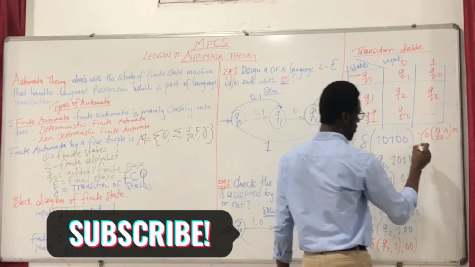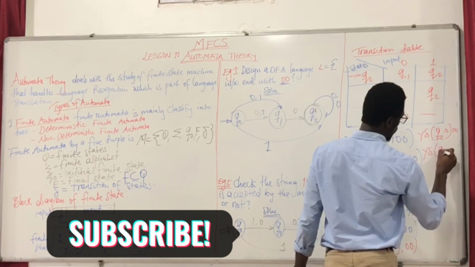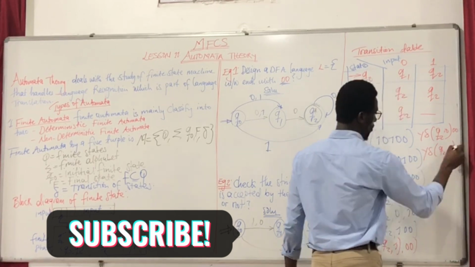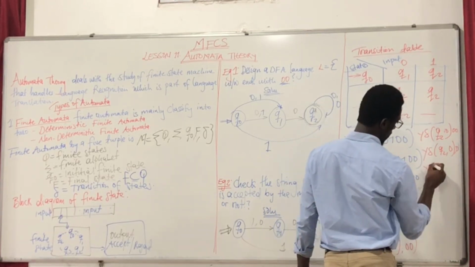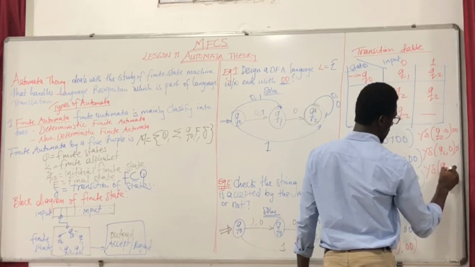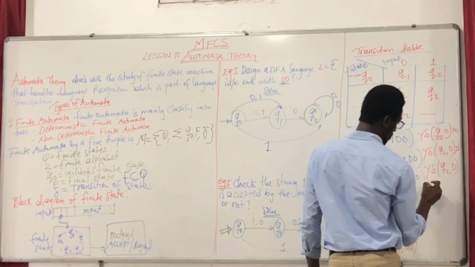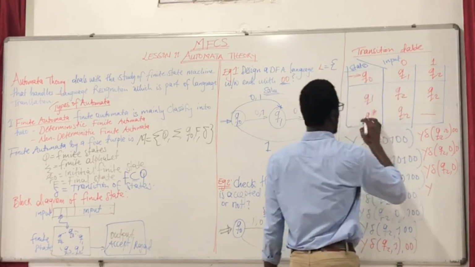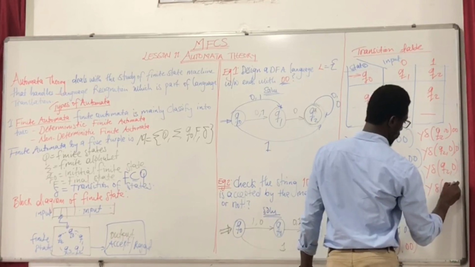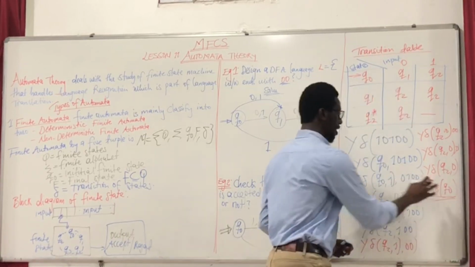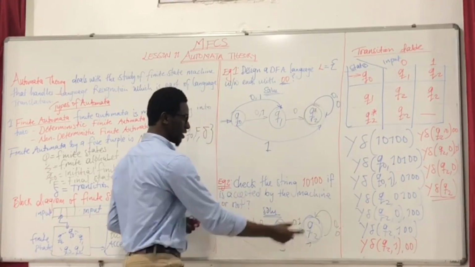So Q2, 0 is Q2. Q2, comma 0. So Q2, 0 again is Q2. Q2, comma 0. Q2, 0 is Q2. So as you can see here, our final state here is Q2.